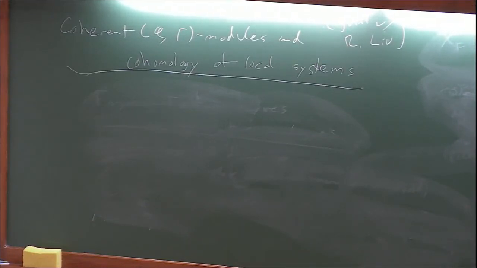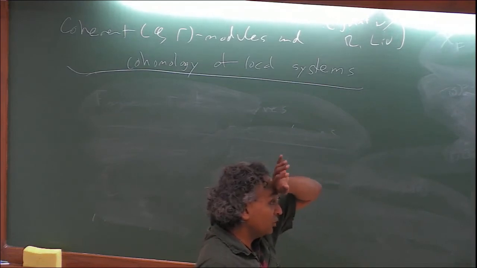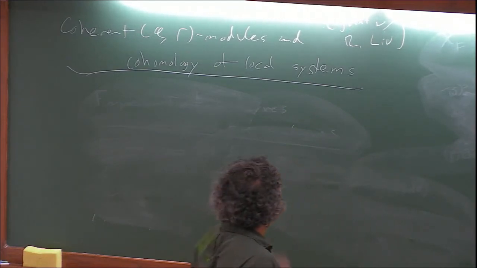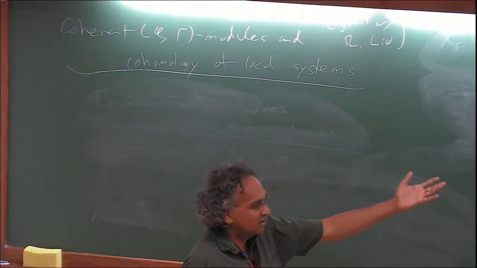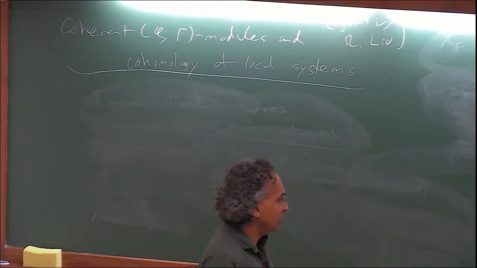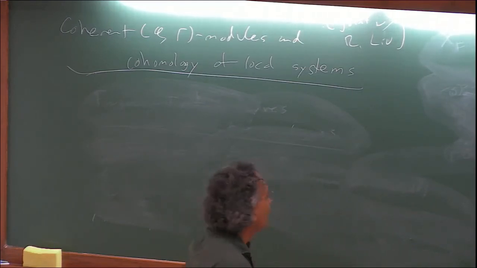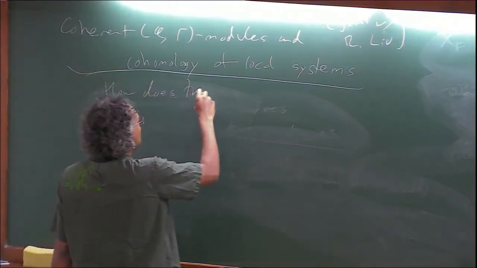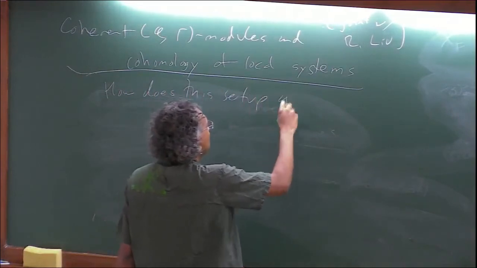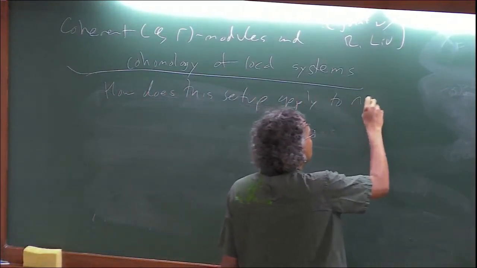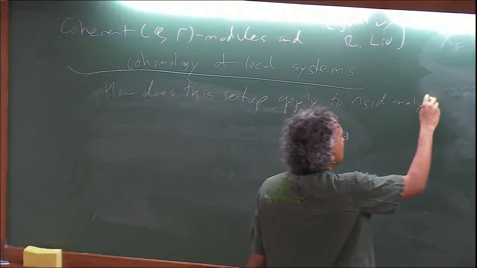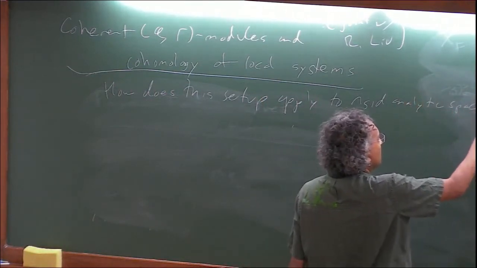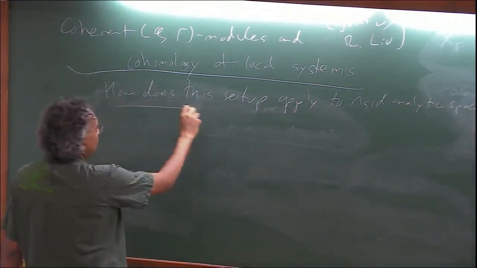So what I want to do in the last, how many minutes do I have? I have about 15 minutes. So what I want to do with the last 15 minutes is to talk about how you use this framework to say anything about local systems not on perfectoid spaces, but on spaces that we have a more intrinsic interest in, like rigid analytic spaces. So how does this apply to rigid analytic spaces?